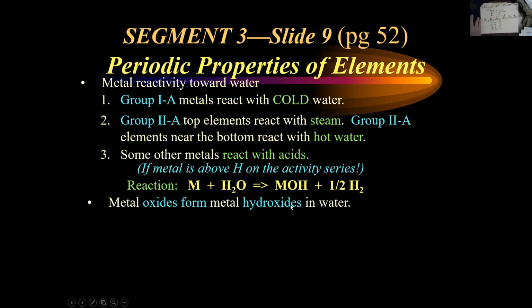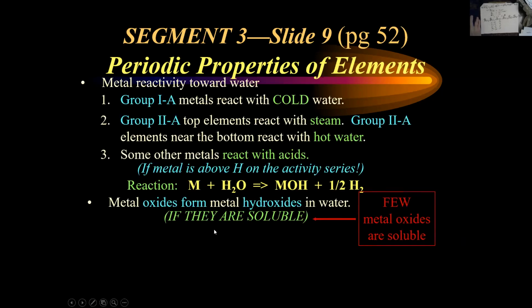Okay, oxides form hydroxides in water. And if they're soluble, not all metal hydroxides are soluble. There's a solubility rule that we'll mention in more detail later. And not very many oxides are soluble in water. Generally, all of the group 1A oxides are. Some of group 2A are. 1A, all of them react, dissolve and form hydroxides that are soluble. And group 2, only a few of their oxides are soluble in water.